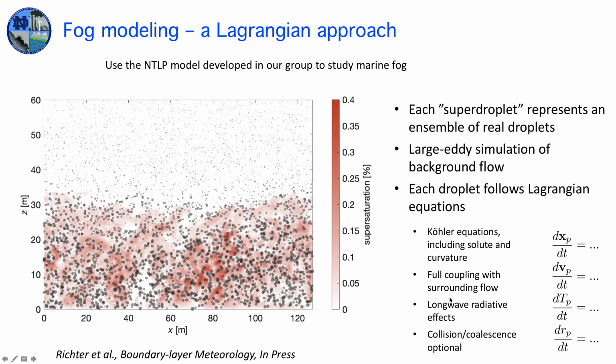We have longwave radiative effects because longwave cooling is very important for fog development and maintenance. And collision and coalescence is an option within the code, but we don't have it turned on here because we purposely focus on condensational growth only.